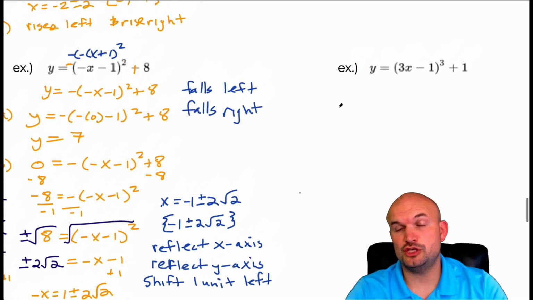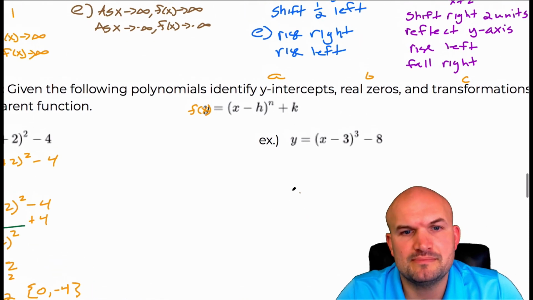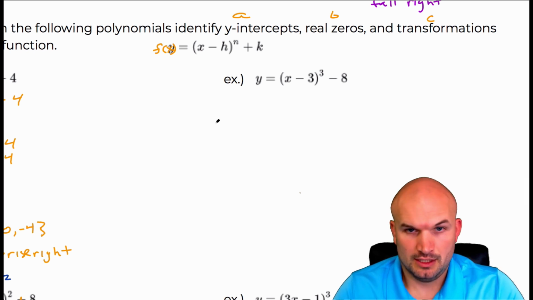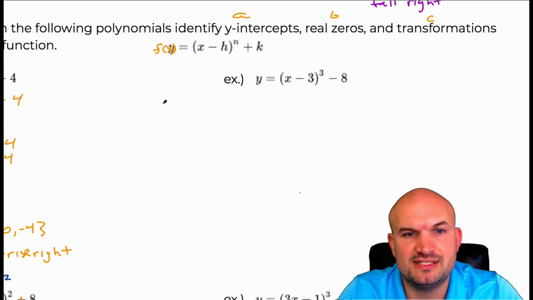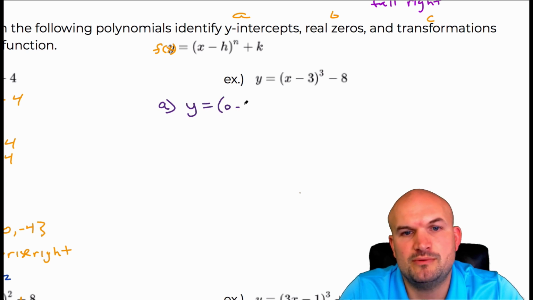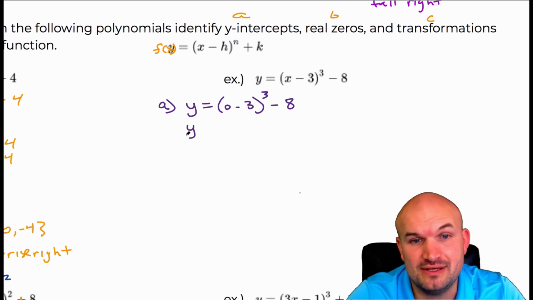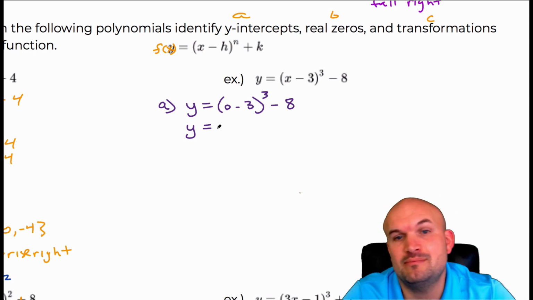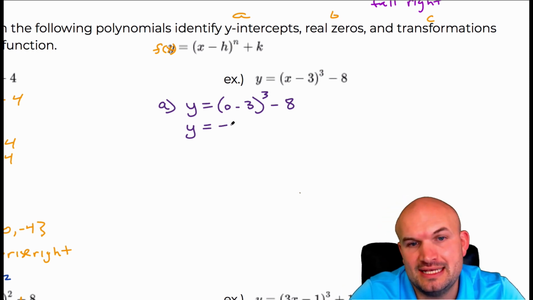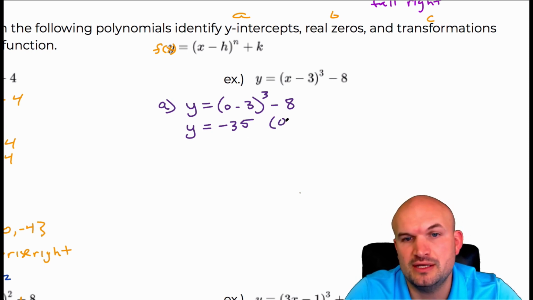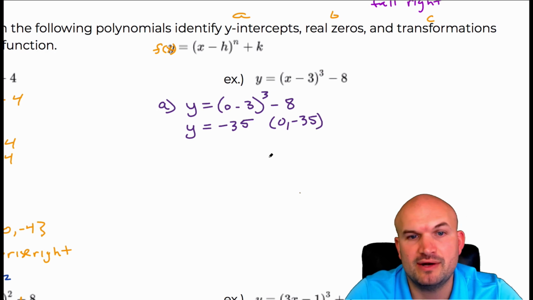Okay, so now let's go and look at the cubics. Same pretty much process here, looking at the cubic functions. Finding the y-intercept, let's set x equal to 0. So we say y equals 0 minus 3 cubed minus 8. I get negative 3. Negative 3 cubed is going to be negative 27. So y equals negative 27 minus 8, which is negative 35. Again, you could write that as a coordinate point if you wanted to: 0 comma negative 35.